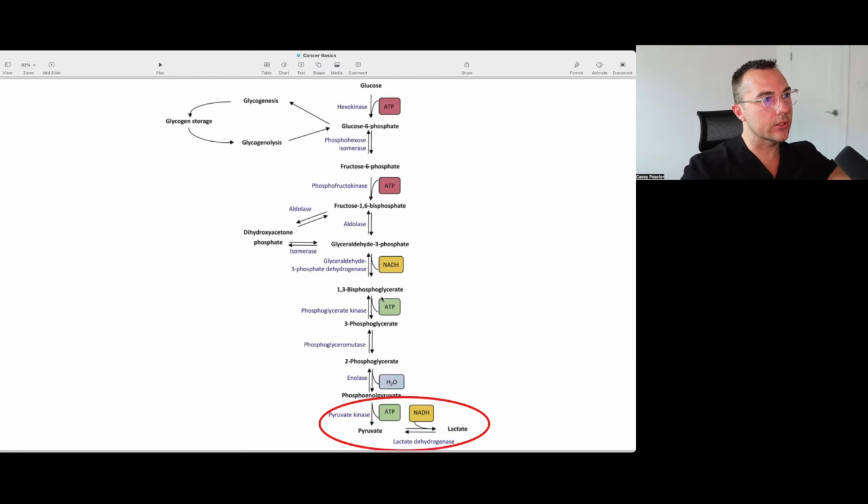And in particular, we're looking at this reaction at the very end of glycolysis. Here's glucose, here's all the steps, here's pyruvate, the end product of glycolysis, and that pyruvate is not going to make acetyl-CoA in the TCA cycle. It's going to make lactate. It's going from pyruvate to lactate through an enzyme called lactate dehydrogenase, or LDH.